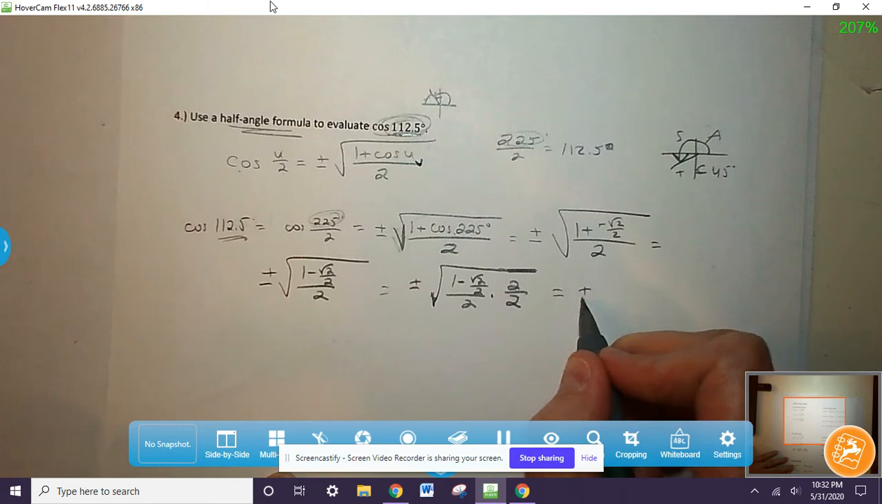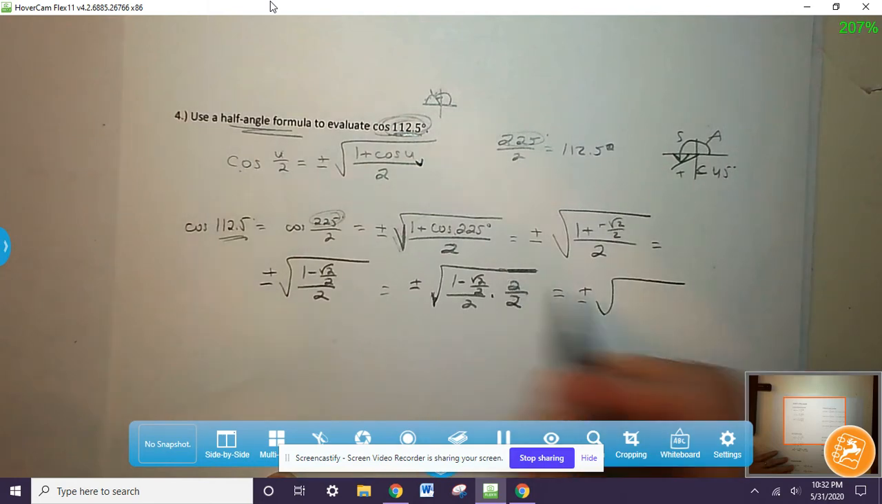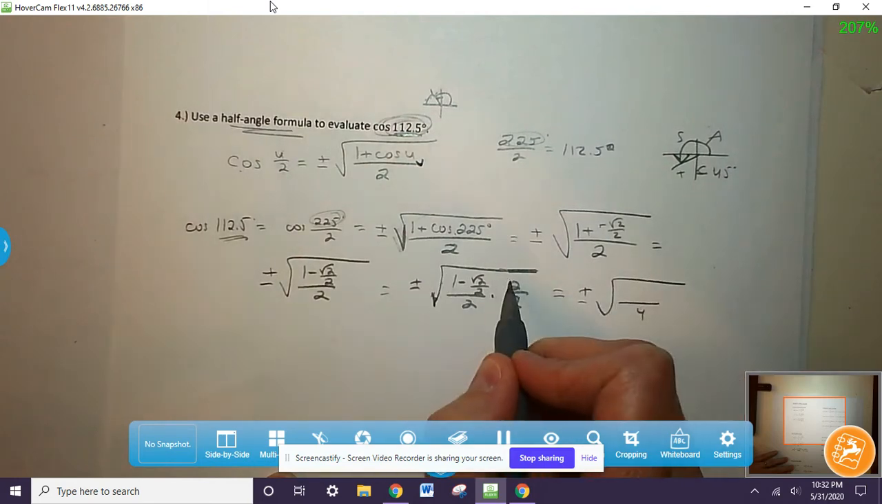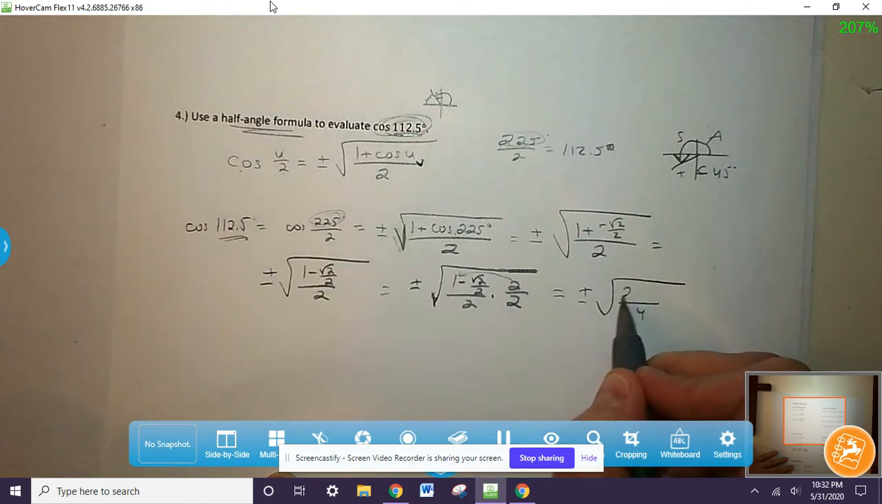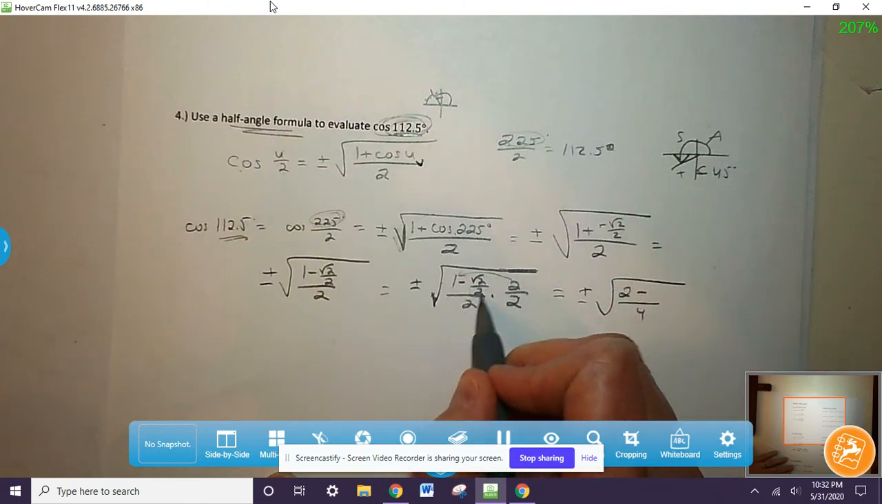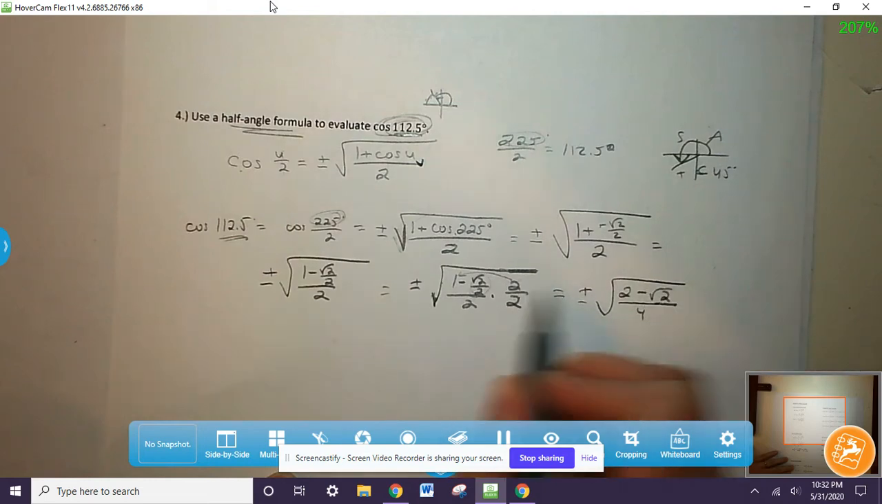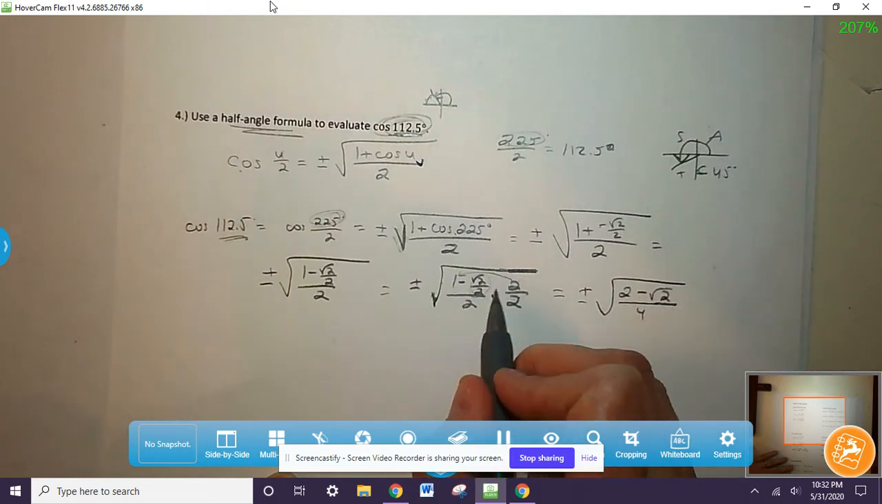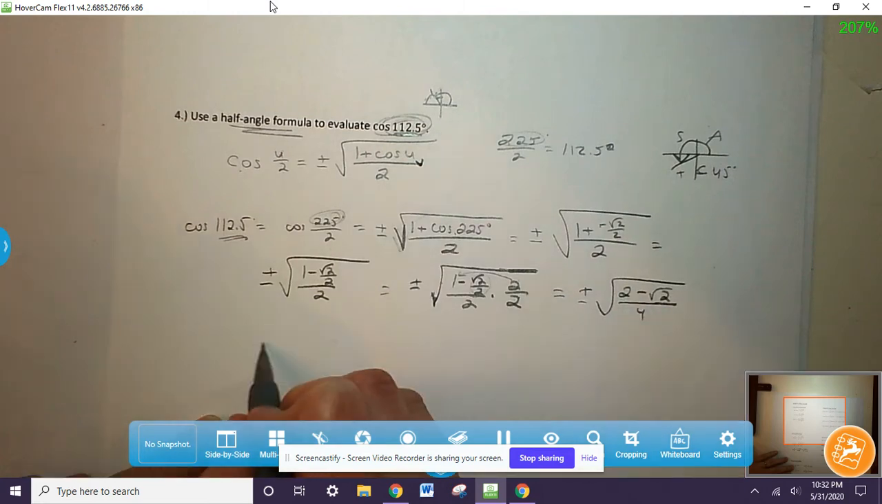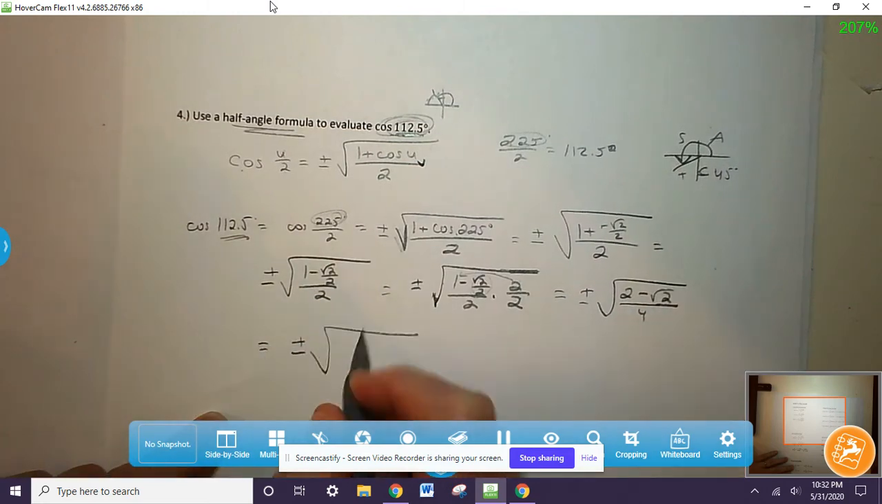And the reason we want to do that right now is because what's going to happen in the numerator, when you distribute this 2, you're going to get 2 minus radical 2 over 2 times 2 is going to be radical 2. So now you don't have a complex fraction anymore. We cannot keep the square root of a fraction.